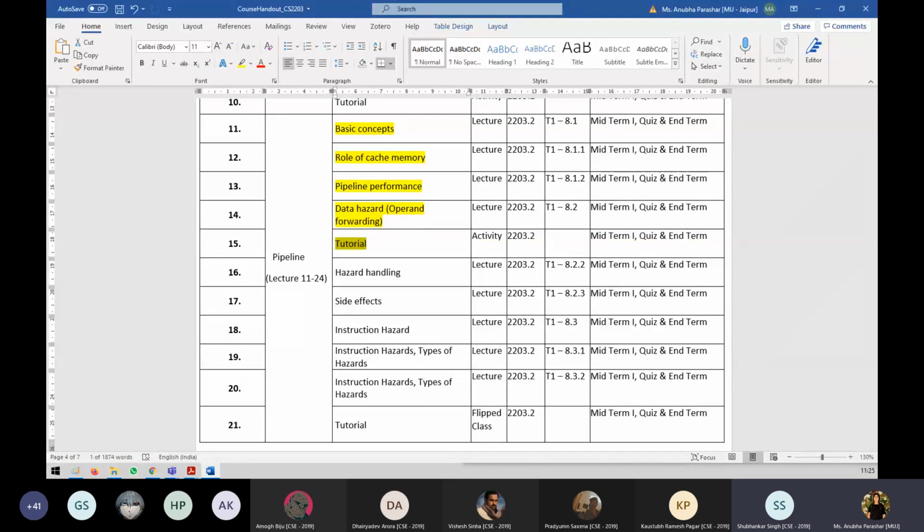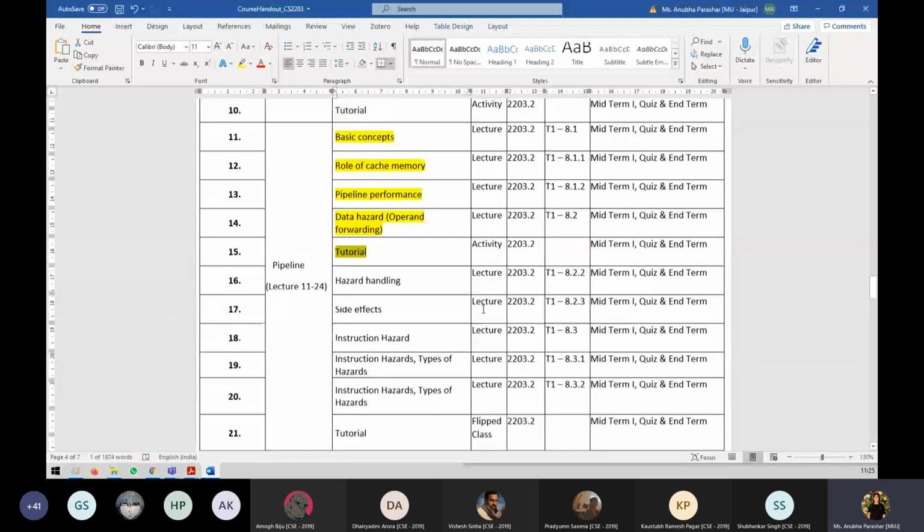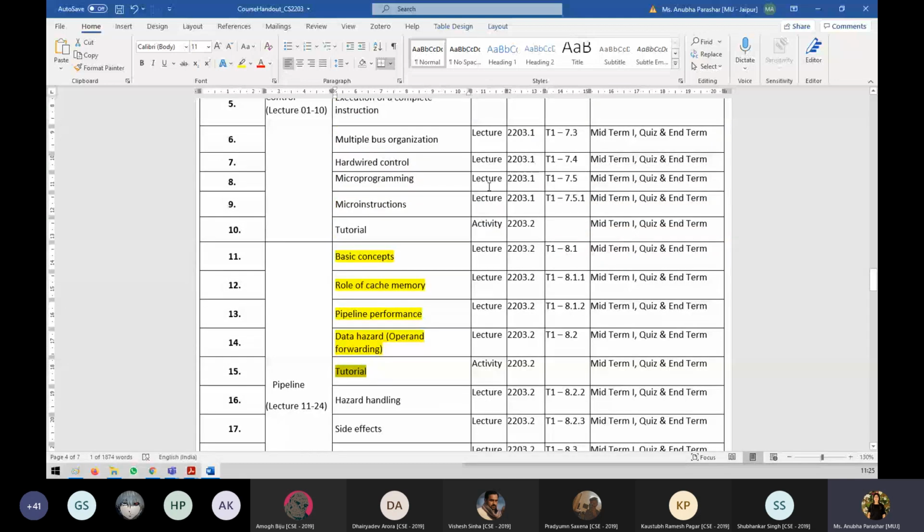Ma'am, when exactly will we be getting the notes? Notes I'll be giving you, because I myself am figuring out which images to include where. Once I compile them, I'll share them with you. Okay.